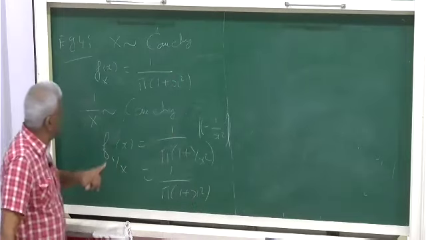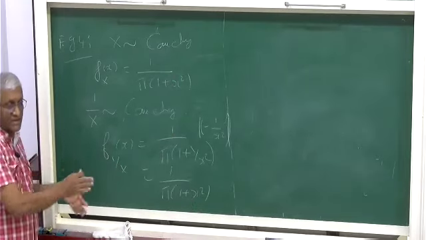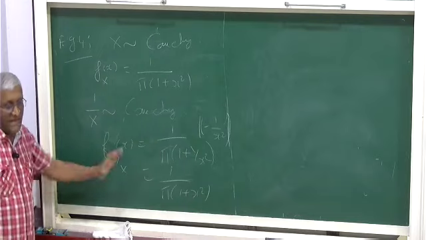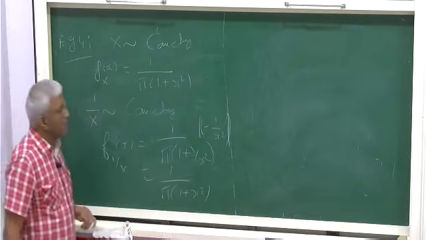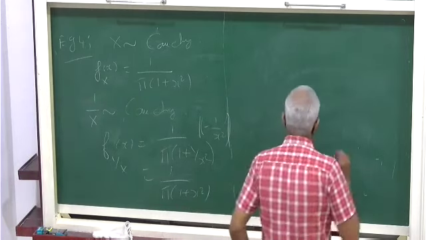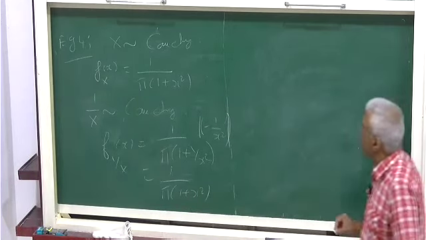1 by x is not strictly monotone, so you have to consider two different intervals, and the density in the two different intervals, you can find it out, and you can do this, okay? So if x is Cauchy, 1 by x is also Cauchy. So this is a proposition.